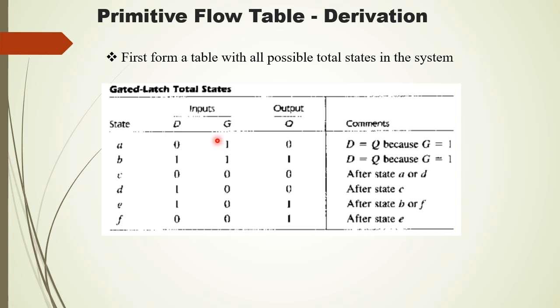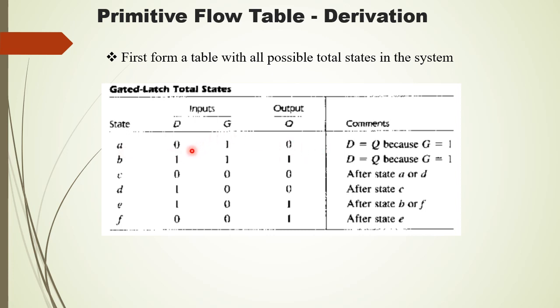See, for the gated latch, the total states come to around 6 in number. Because we have two inputs, we will have 4 possible combinations: 0 0, 0 1, 1 0, 1 1. But we will start with the D input as 0 and G input as 1, because in the specification we say that our Q is equal to D.